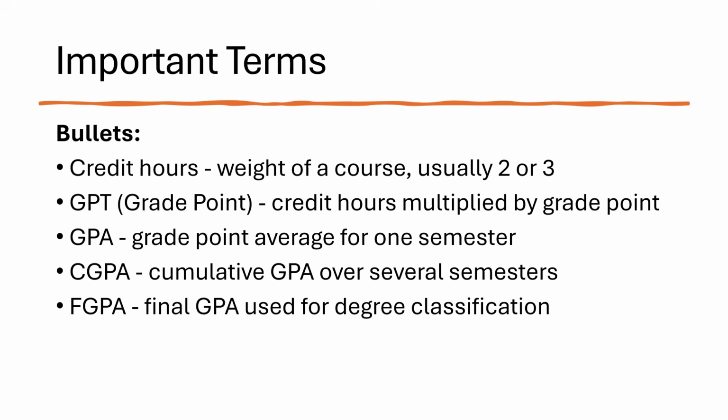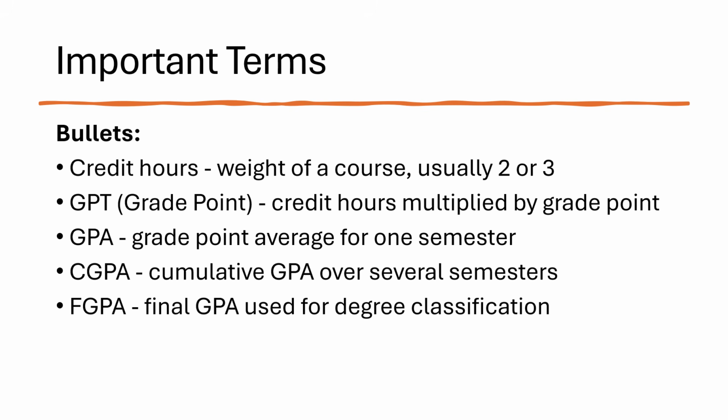The grade point is the credit hours multiplied by the grade point. For example, a 3-credit course with a grade B, which is 3.0, gives you a grade point of 9.0. The GPA is your grade point average for a semester. In a semester, if you're offering 4 or 5 courses, all that together divided by the credit hours will give you the GPA for that particular semester. We're going to do that in the subsequent slides.